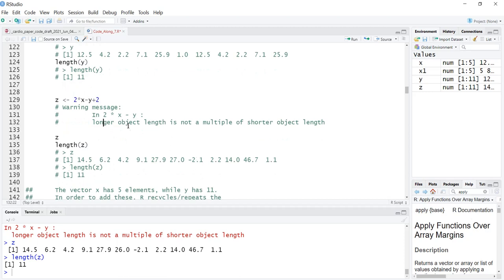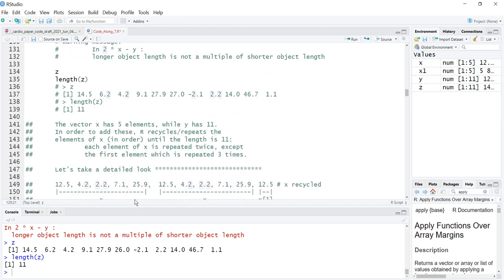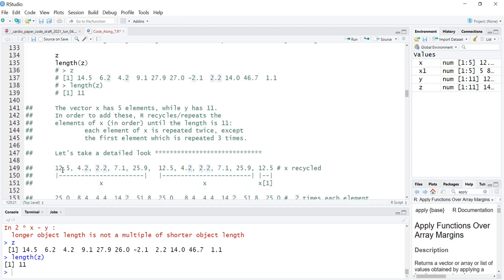How in the world did it take 5 elements, so 2 times the x vector, which only has 5 elements, subtract 11 elements, and then add a 2 to each of the elements? So let's see in detail what's happening here. What it does is it starts repeating or recycling the elements of x until it has 11. Since y has 11 elements, I need x to have 11 elements. So what I do is I start with the first element of x and I keep on going until I have 11. Now I've run out of elements after 5.